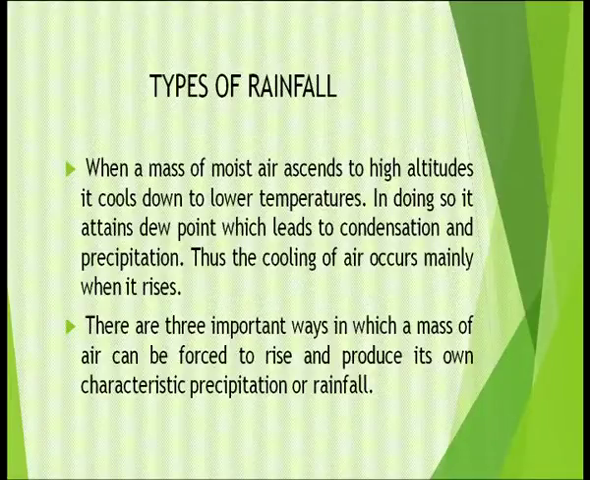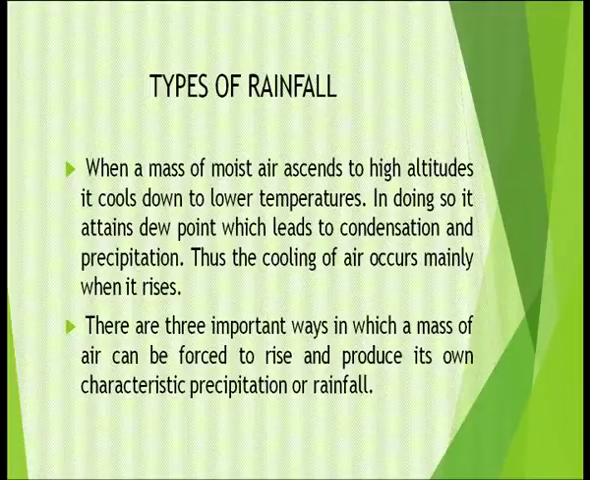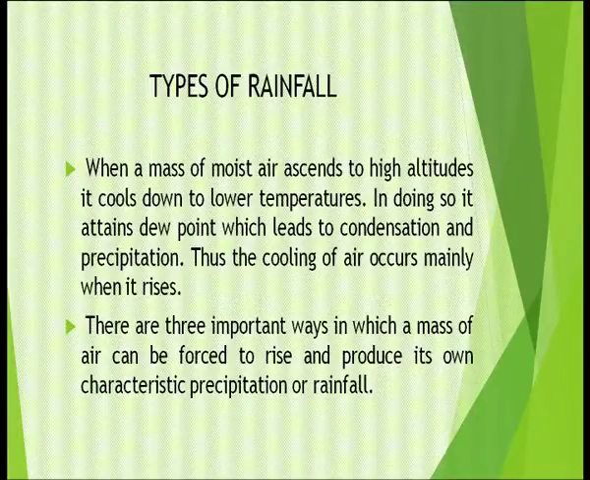Now, what are the types of rainfall? When a mass of moist air ascends to high altitudes, it cools down to lower temperatures. In doing so, it attains dew point, which leads to condensation and precipitation. Thus, the cooling of air occurs mainly when it rises. There are three important ways in which a mass of air can be forced to rise and produce its own characteristic precipitation or rainfall. The first type is convectional rainfall.